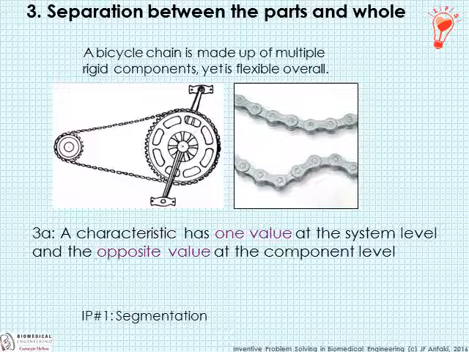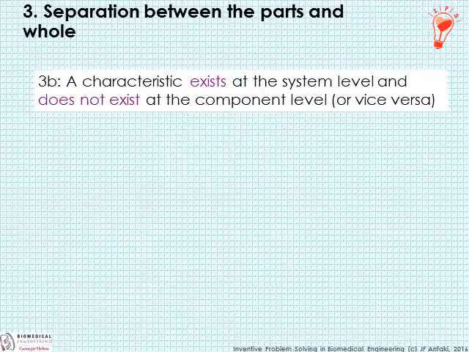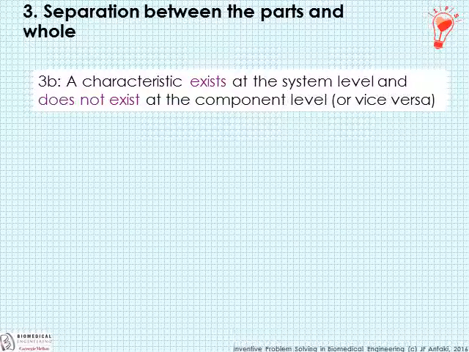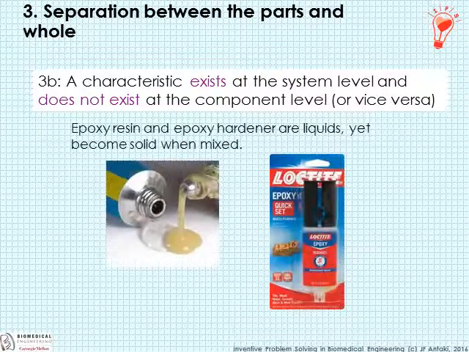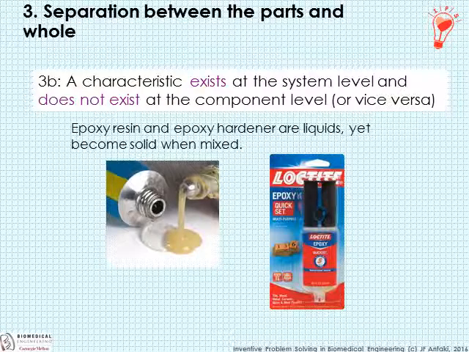You may also recognize inventive principle number 1, segmentation, which we saw earlier. The other subtype of separation between parts and the whole is when a characteristic exists at a system level and does not exist at the component level, or vice versa. A classic example is two-part epoxy. When they are separate, they're liquids, and they can be formed and injected into crevices and between parts that need to be bonded together. But then once mixed, with the passing of time, they become solid.